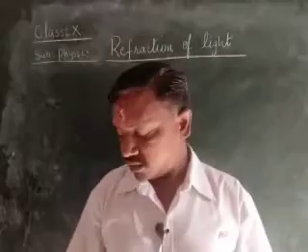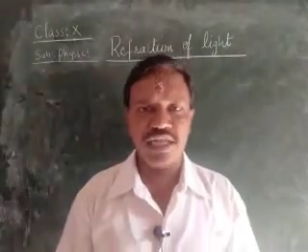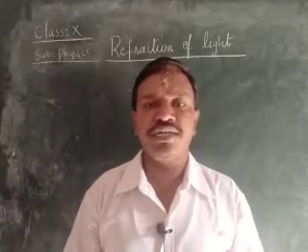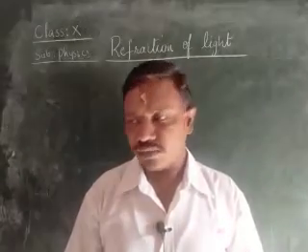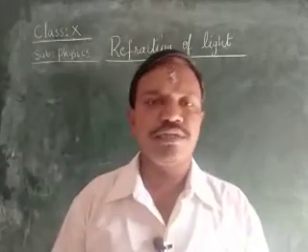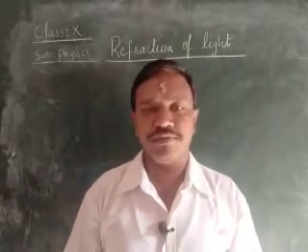In the last class, we learned the example 6 problem, children. I think everyone has understood that example 6 problem. Okay? Right. Okay, children. Next, we'll go with one activity, children.